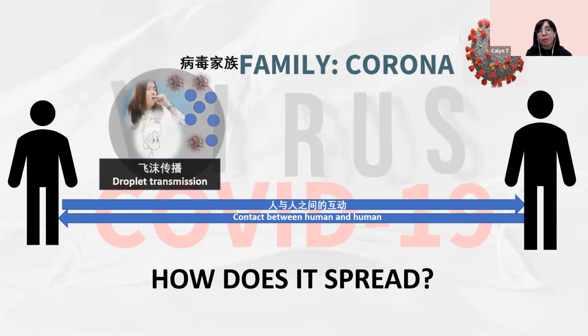Basically, it spreads through three ways. One is through droplet transmission. Anything that produces droplets, for example when you're coughing, sneezing, or talking very forcefully or singing very forcefully, you can spread the disease through droplet transmission.